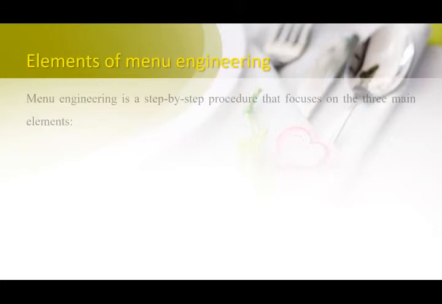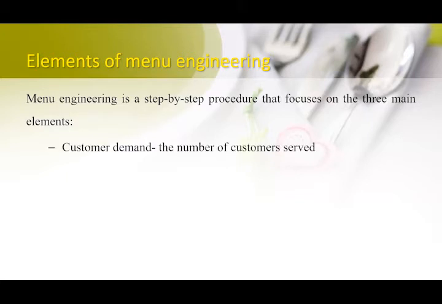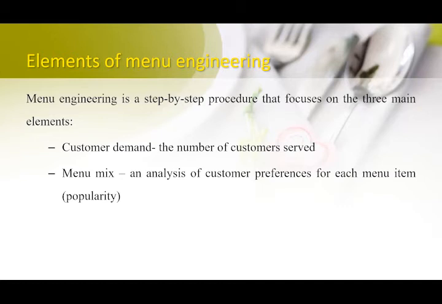There are certain elements of menu engineering. Let's see what are the elements of menu engineering. Menu engineering is a basic step-by-step process which focuses on three main elements, which are customer demand, the number of customers that are served in a single serving or maybe in a day. Next is menu mix. Menu mix is an analysis of customer preferences for each menu item, which is nothing but the popularity of a certain product. How much a particular product is sold is menu mix.